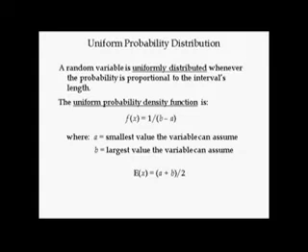This is a shortcut to the expected value, similar to the shortcuts that were used to compute the expected values of discrete random variables in Chapter 5. The variance of the uniform distribution is equal to b minus a squared divided by 12.